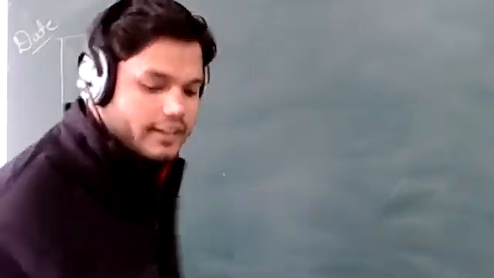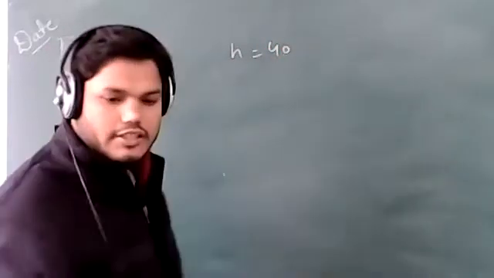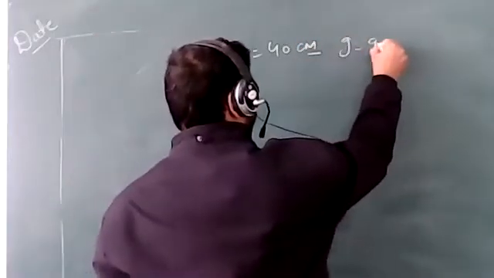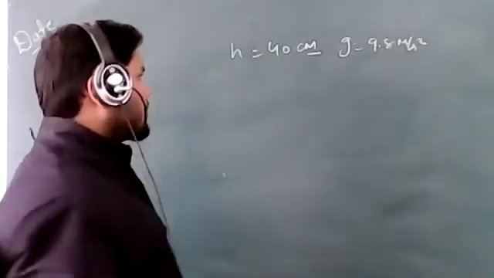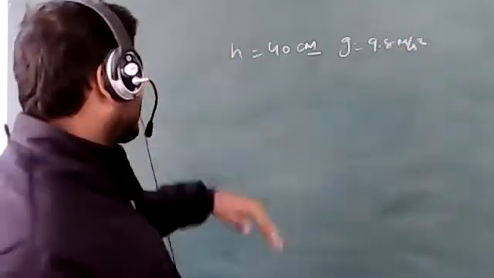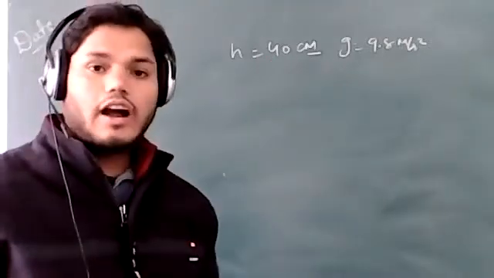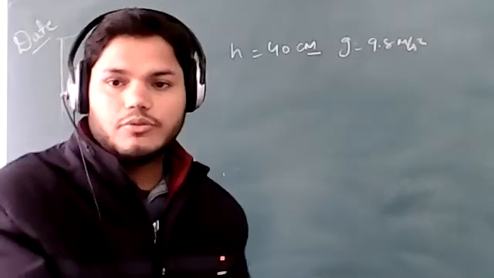Okay, so the height is given as 40 centimeters, and the g value you know is 9.8 meter per second square. If the liquid is flowing downward from the height of 40 centimeters, you have to find out at what speed the liquid will flow, that means v you have to find out.